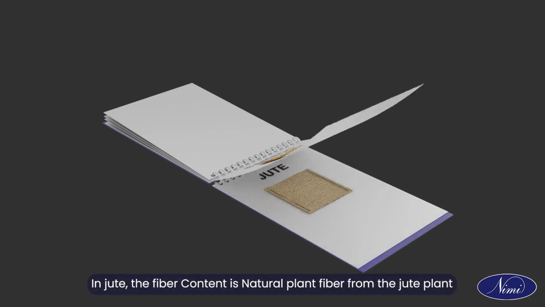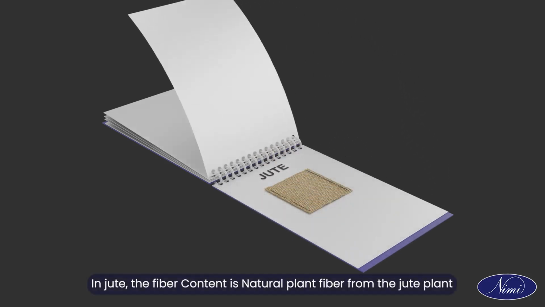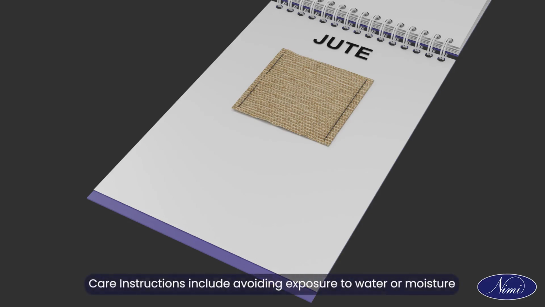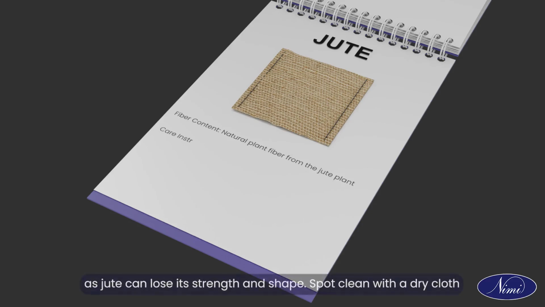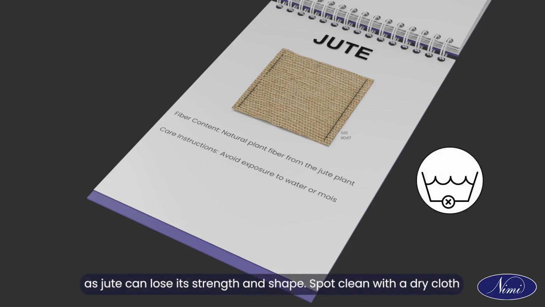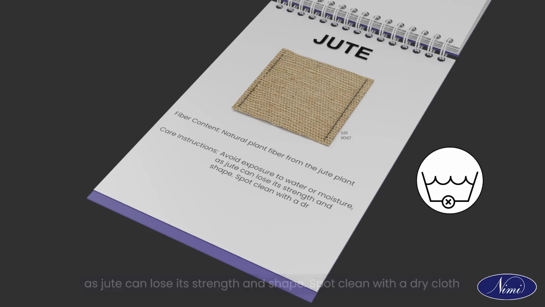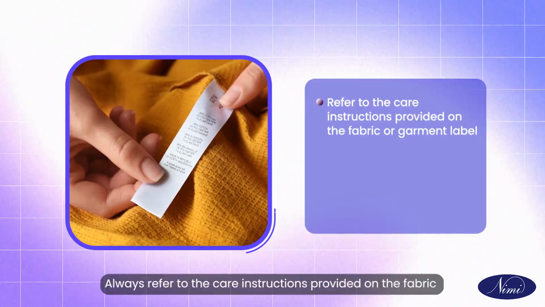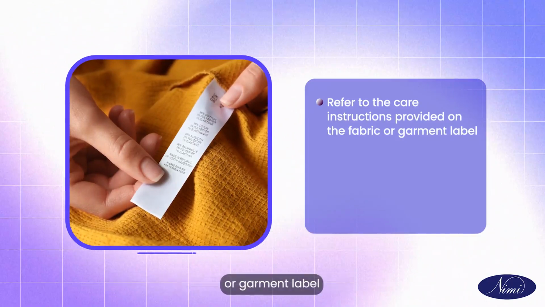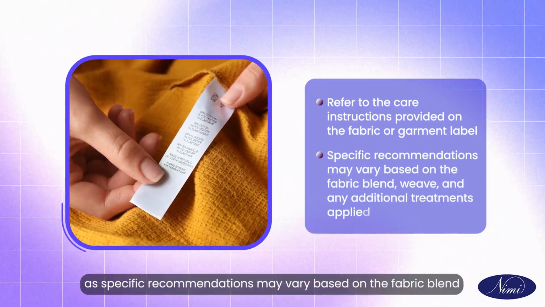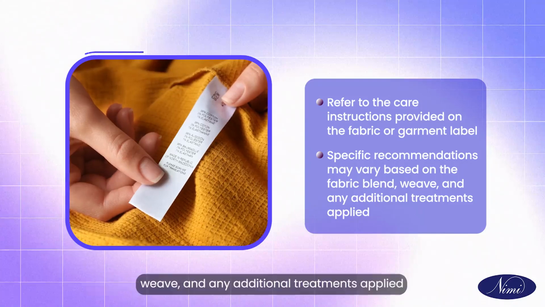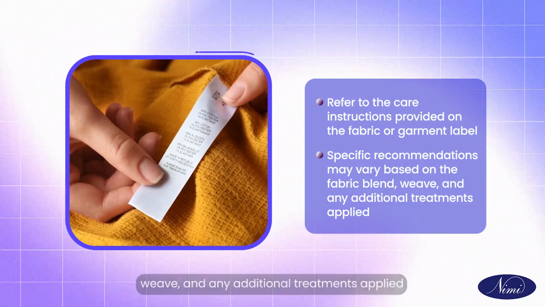In jute, the fiber content is natural plant fiber from the jute plant. Care instructions include avoiding exposure to water or moisture, as jute can lose its strength and shape. Spot clean with a dry cloth. Always refer to the care instructions provided on the fabric or garment label, as specific recommendations may vary based on the fabric blend, weave, and any additional treatments applied.